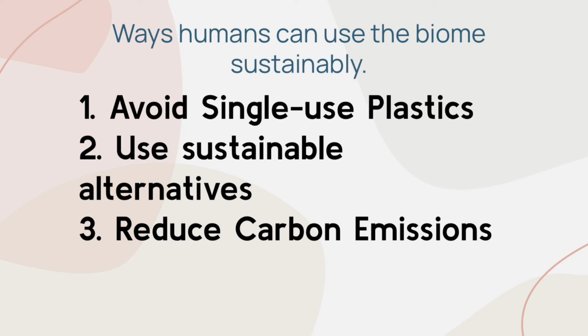First, we should avoid single-use plastics. Single-use plastics such as bags, straws, and cutlery make our lives simpler but have major environmental consequences. There are alternatives to these sort of items. Second, use sustainable alternatives. Use reusable bags, straws, and cutlery to help reduce the amount of plastic being thrown into lakes and oceans.